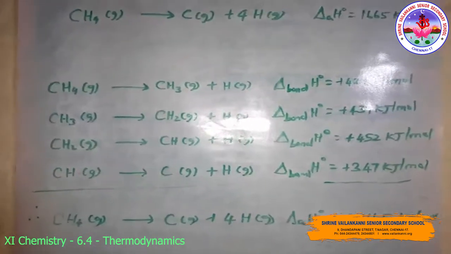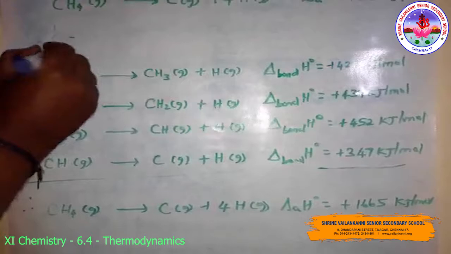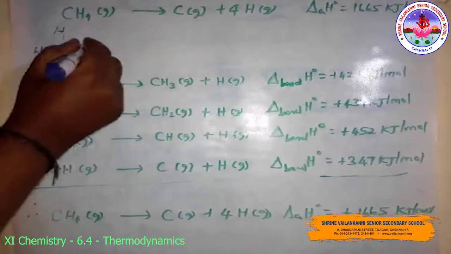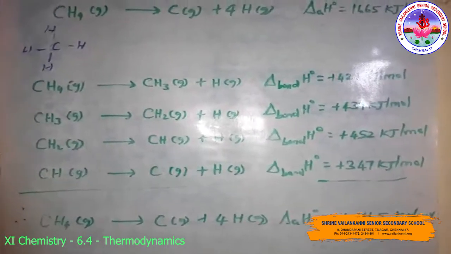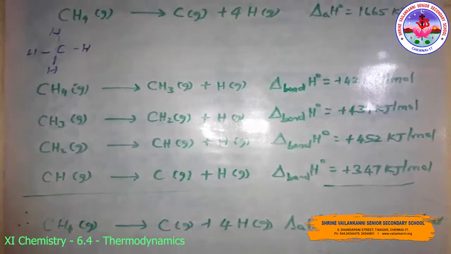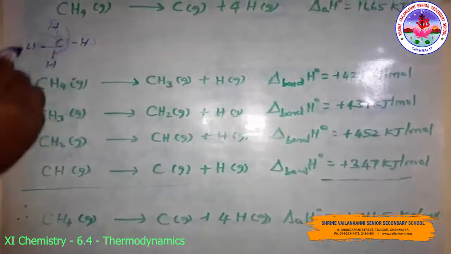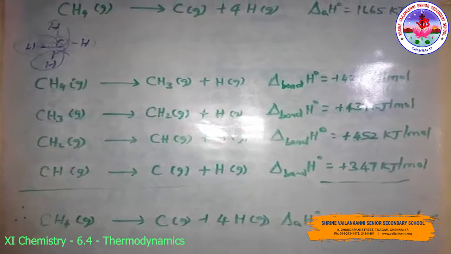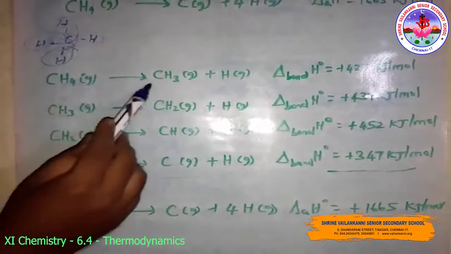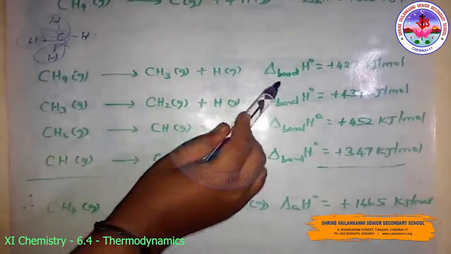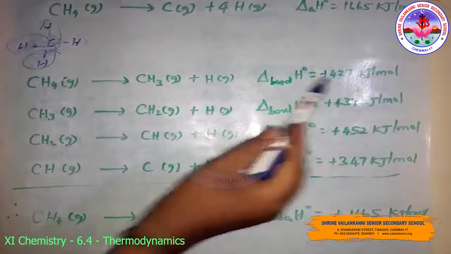So here in methane, all 4 CH bonds are identical in bond length and energy. However, the energy required to break the individual CH bond in each successive step differs. Look at this. CH4 gas gives CH3 gas plus H gas, the bond dissociation enthalpy is plus 427 kilojoule per mole.